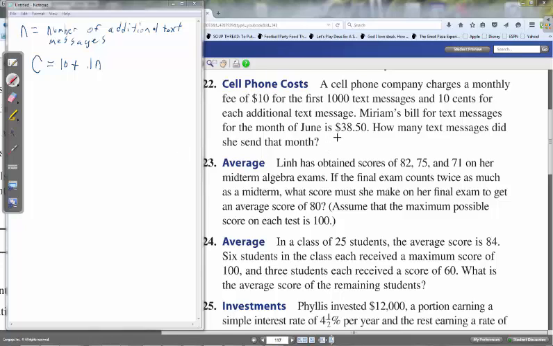And we want to know how many text messages she would have to have made to come up with this $38.50 number for her cost. So we just plug that in for C. $38.50 equals 10 plus 0.1n. Move the 10 over. $28.50 equals 0.1n. Divide the 0.1 out, and I have n equals 285.